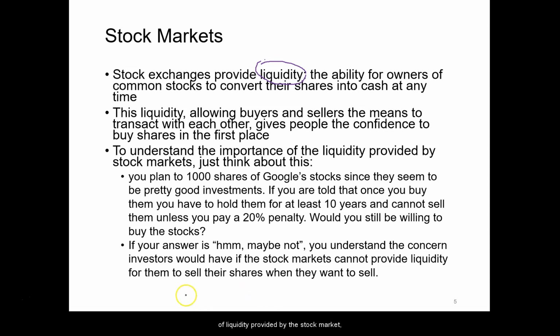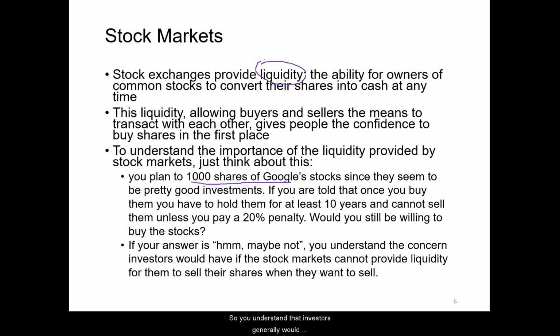To understand the importance of the liquidity provided by the stock market, just think about this. If you have money and you want to invest in 1,000 shares of Google stock. Google stock is traded around $1,000 per share now, so 1,000 shares, that's about a $1 million investment. Google stocks by now are considered a pretty good investment. But if you are told that once you buy them, you have to hold them for at least 10 years, and within the 10 years, you cannot sell them unless you pay a 20% penalty. Would you still be willing to buy the stocks, even if it's Google? Maybe your answer will be no.